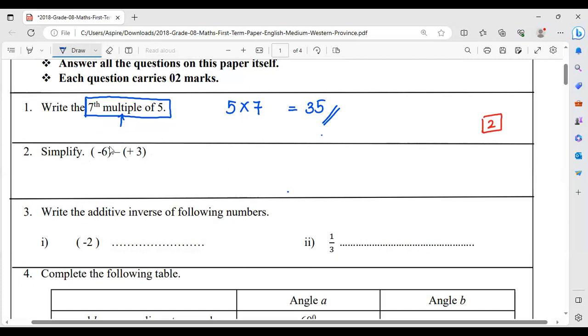Now here, look at, it is subtraction of two directed numbers. Okay. Now remember, first of all, you have to remember the rules of addition of directed numbers.